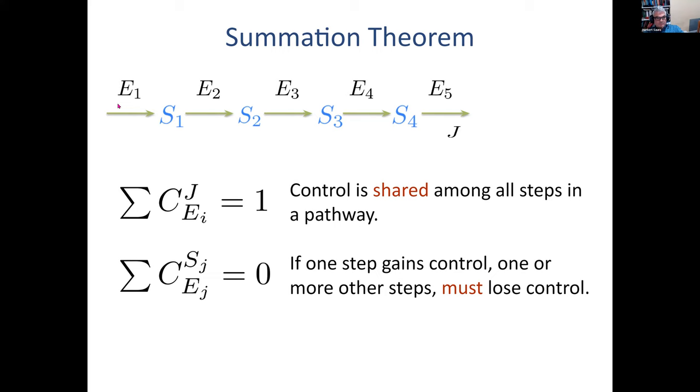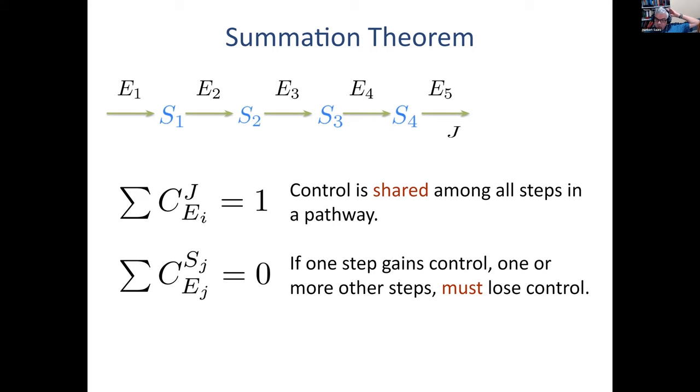So every enzyme has a little bit to say in how the flux is influenced. The other thing it says, which is really interesting, is if one step has more control, another step must have less. Now, these control coefficients are not static. They change according to the dynamics in the pathway. So if for some reason one control coefficient goes up, another control coefficient or multiple control coefficients have to decrease. There's a limited amount of control in the pathway that has to be distributed across the network. And if one gains, one or more must lose, okay?